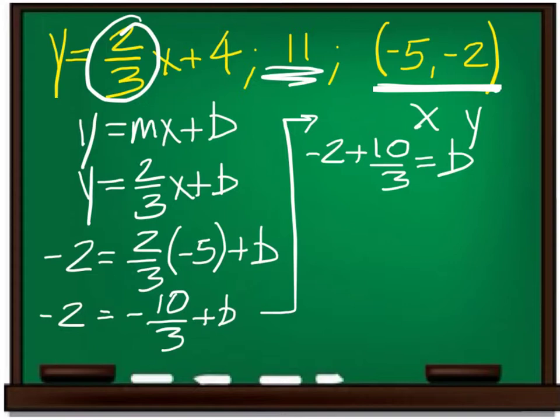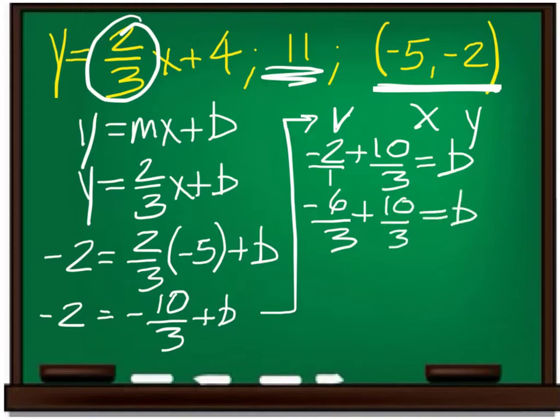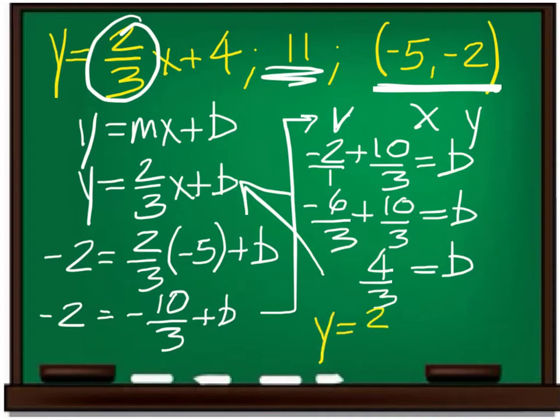-2 needs a denominator of 3. So if I have a denominator of 3, that would make the top 6. What I do to the bottom, multiply by 3, I do to the top. So -6/3 plus 10/3 is going to be 4/3. And then we're going to put that back in for b. We don't need mixed numbers. So y equals 2/3 x plus 4/3.